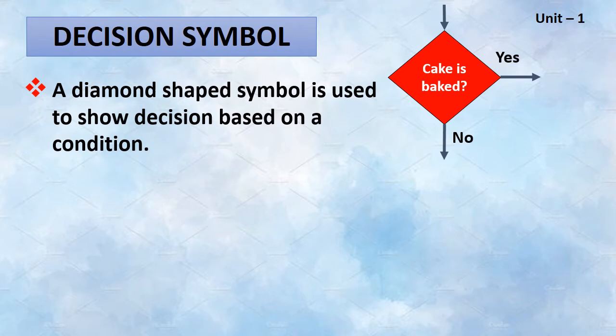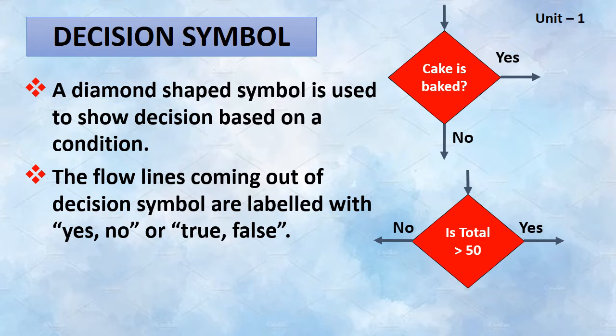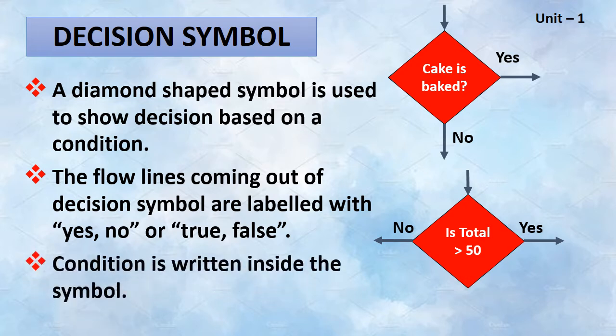Decision symbol. A diamond-shaped symbol is used to show decision in a flowchart. The flow lines coming out of the decision symbol are labeled with yes, no or true, false. Remember that in cake baking, we have checked whether the cake is baked or not by putting in a knife or a toothpick. Condition is written inside the symbol.